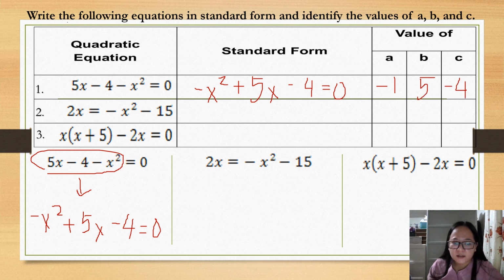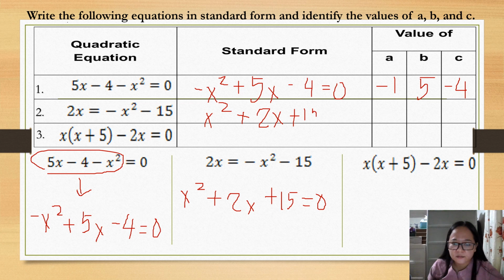Okay, number 2, move all terms to the left side of the equation. So we have x squared plus 2x plus 15 is equal to 0. So the standard form is x squared plus 2x plus 15 is equal to 0. A is 1, b is 2, c is 15.